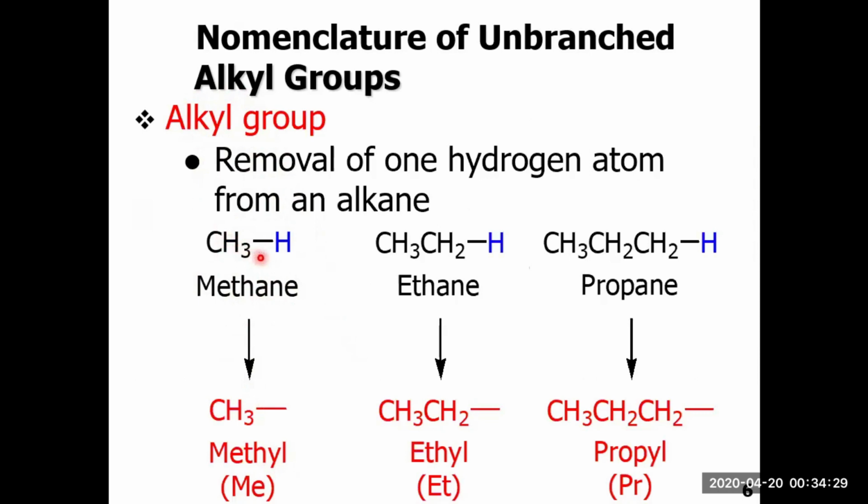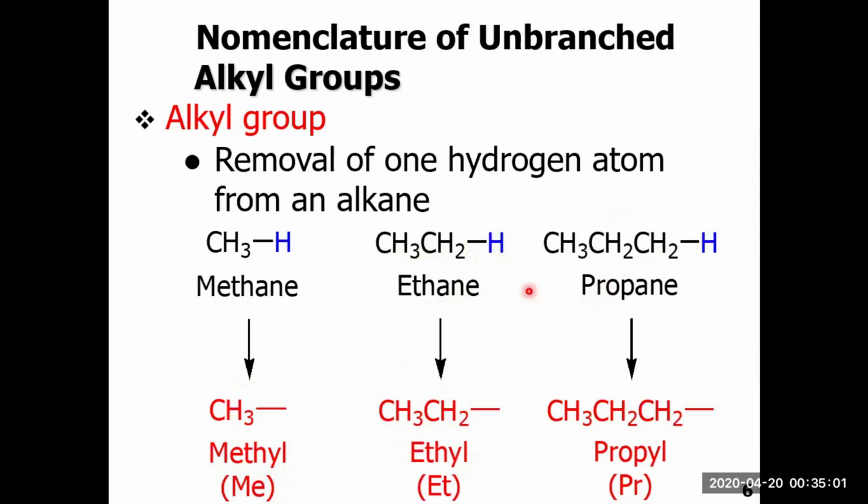So if we have, for example, methane, that is CH3-H. So if you remove one of the hydrogens, it becomes CH3. This is known as the alkyl group. Okay, so specifically, this is known as methyl. So in the same manner, if we have ethane, that is CH3CH2-H, if we remove one of the hydrogens here, this becomes CH3CH2, and this is an alkyl group. So the proper name for this one is ethyl. So again, we drop the a-n-e and replace this one with yl.